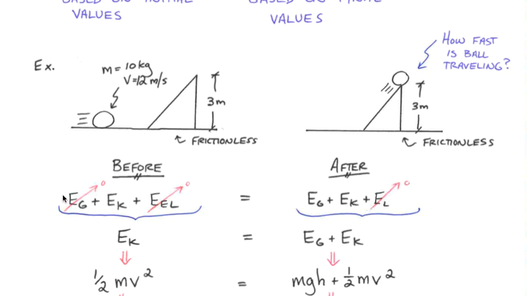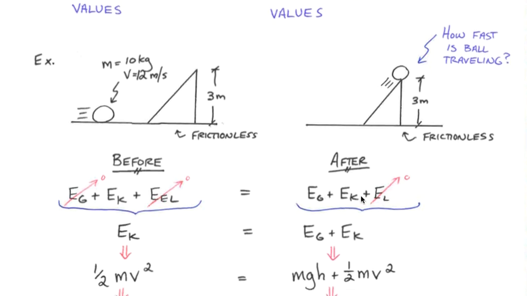If I take a look at what I've removed, I'm only left with the kinetic energy before and the combination of the potential and kinetic afterwards. And the law of conservation of energy says that these two values have to be equal.